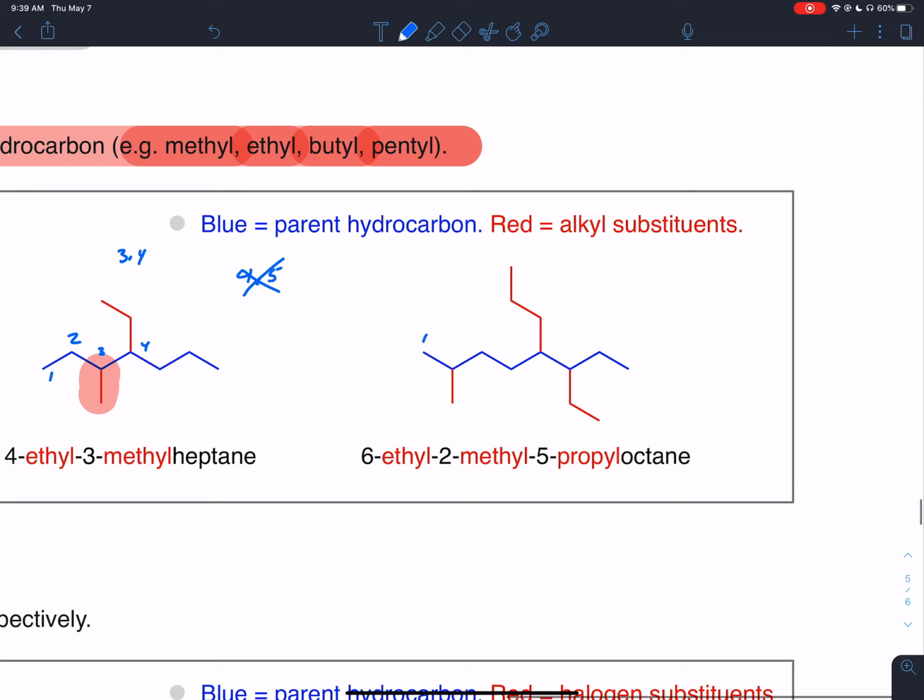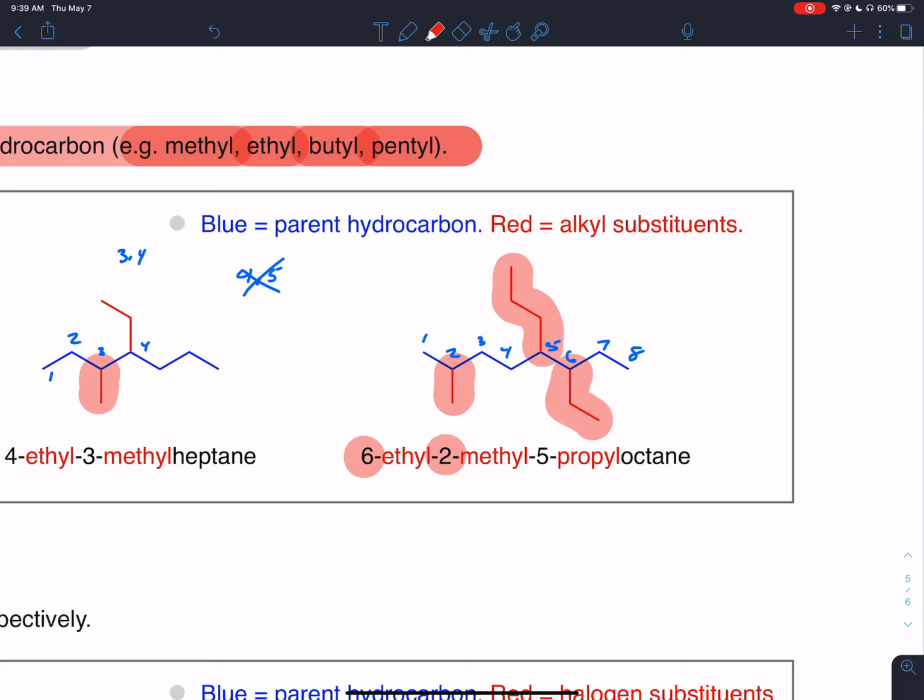And in our last example, we have a more complex molecule here. We are going to number the chain in the direction that gives the overall lowest locant set, which would be this numbering. And we have a methyl group, an ethyl group, and a propyl group. Propyl, again, means 3 carbons. And we will list those substituents in alphabetical order.